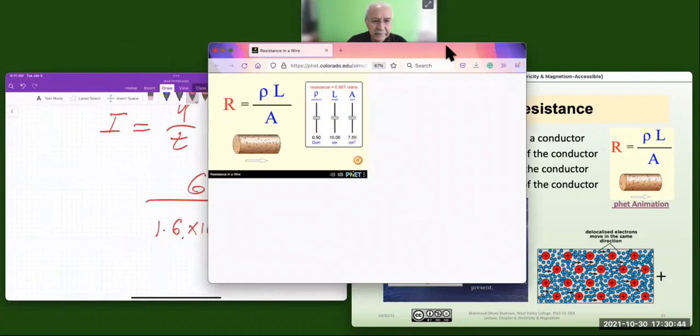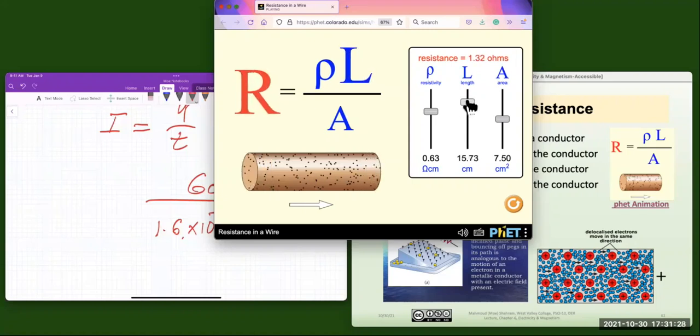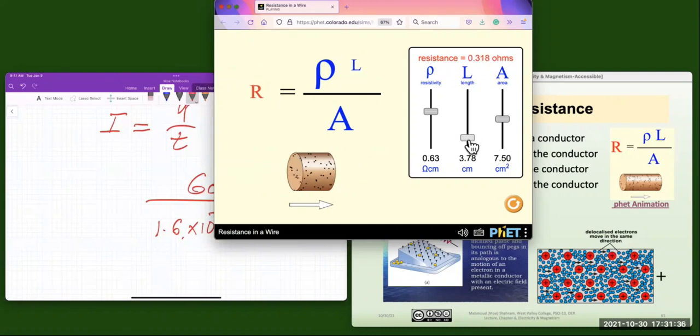Now let's look at this animation here. If you look at the resistance of this piece of conductor, I can change the material. If I increase the resistivity, the resistance goes up. If I reduce the resistivity, the resistance goes down. So that's the one-to-one relation. Now, then I can change the length. If I increase the length, the resistance goes up. That's a direct relation, right? It makes sense. If I reduce the length, the resistance goes down.